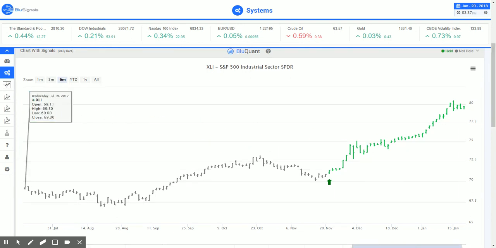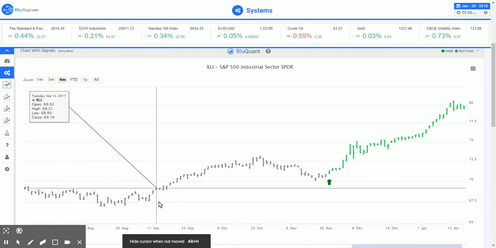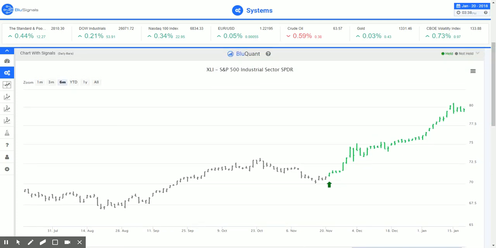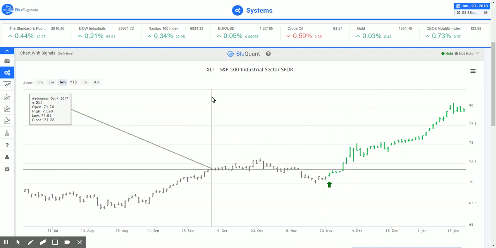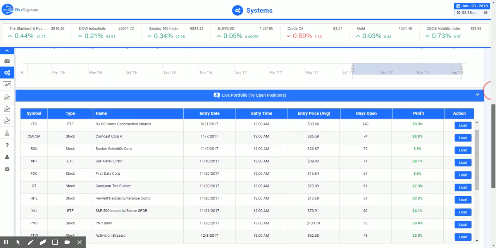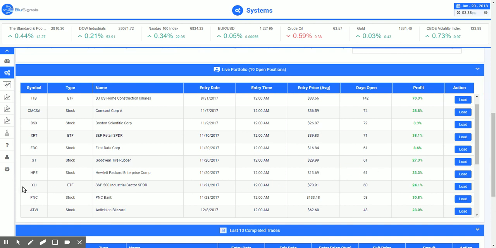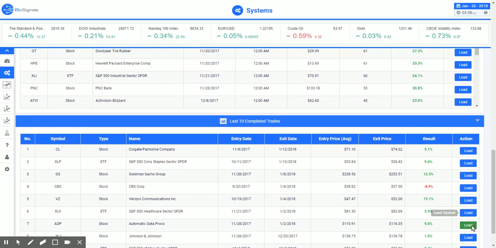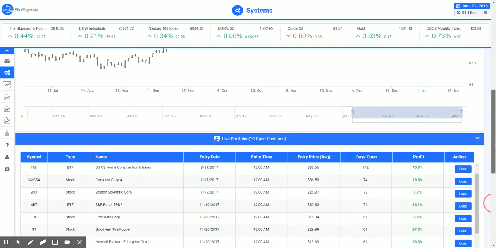So if we look further here into the chart area, we can examine this most recent signal for the XLI, which of course is an ETF for the S&P industrial sector. Let's look in the table where we started from. Here's the XLI, and we simply loaded the symbol by clicking here. Any symbol from the live portfolio or the completed trades can be loaded and viewed in the chart window.